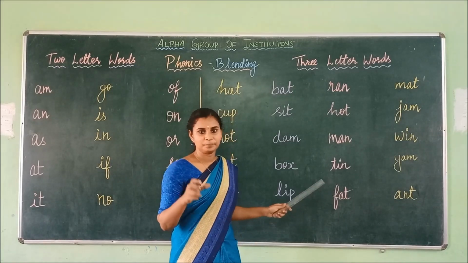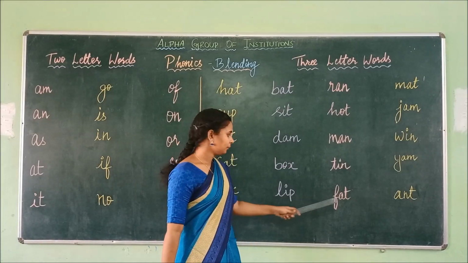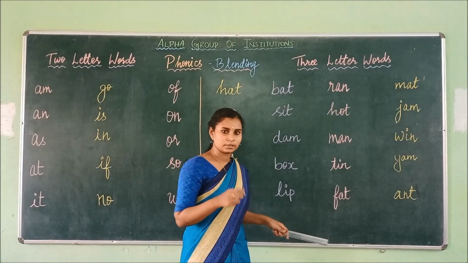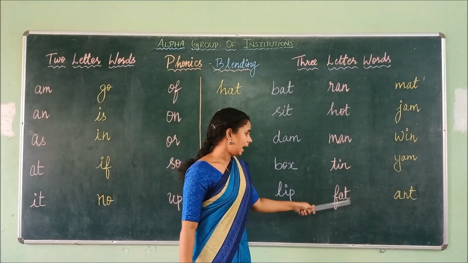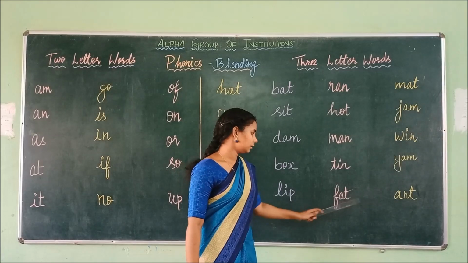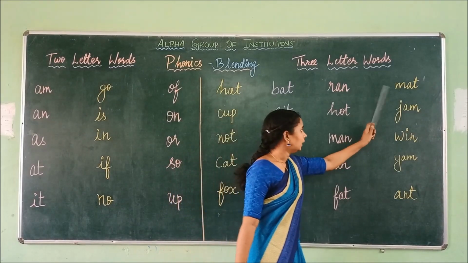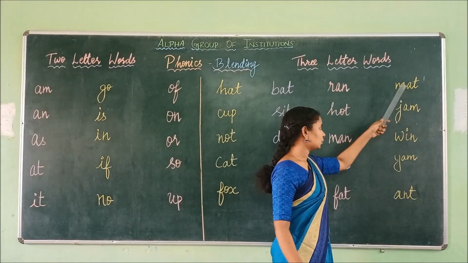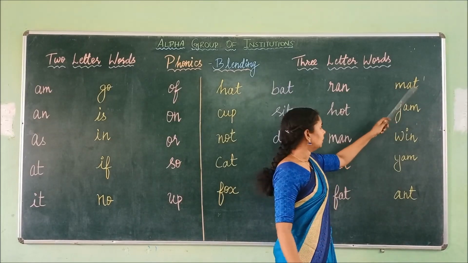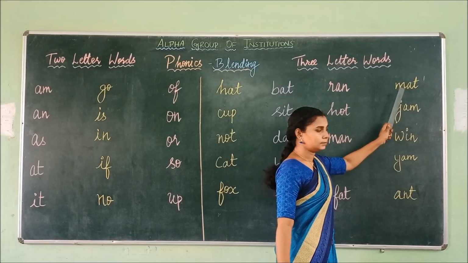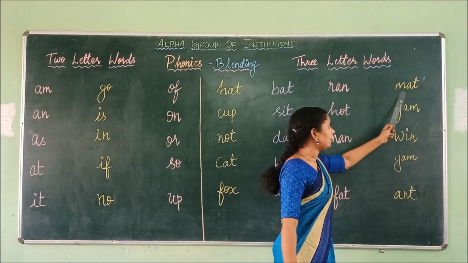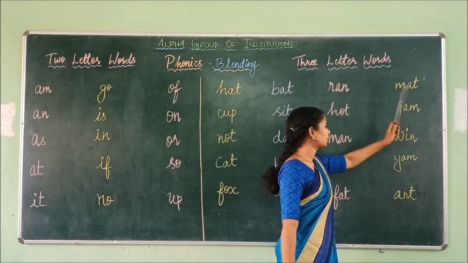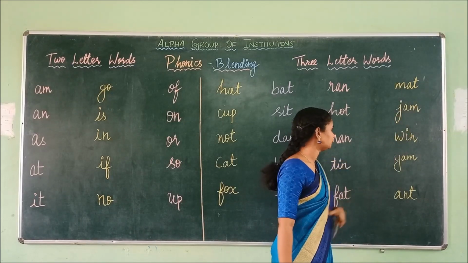F. What's the sound of F? F. Okay. F, A, T. Fat. Okay, next word. What do you have in the beginning? The letter M. So M sounds M. M, A, T. When you blend it, it becomes mat. M-A-T, mat.